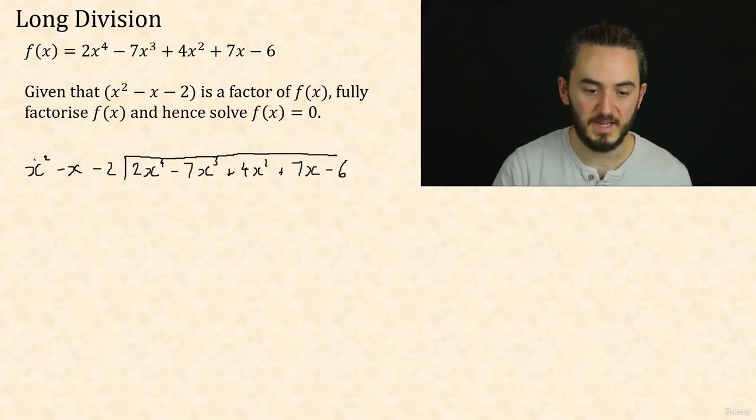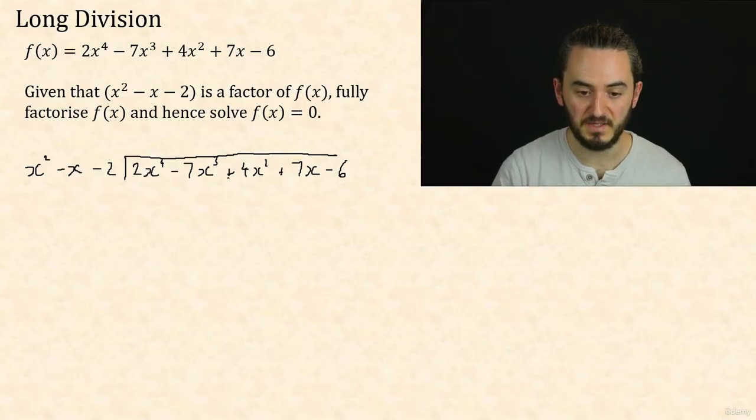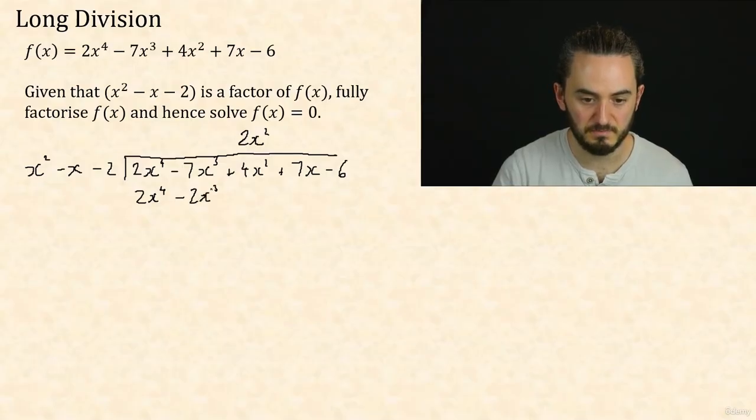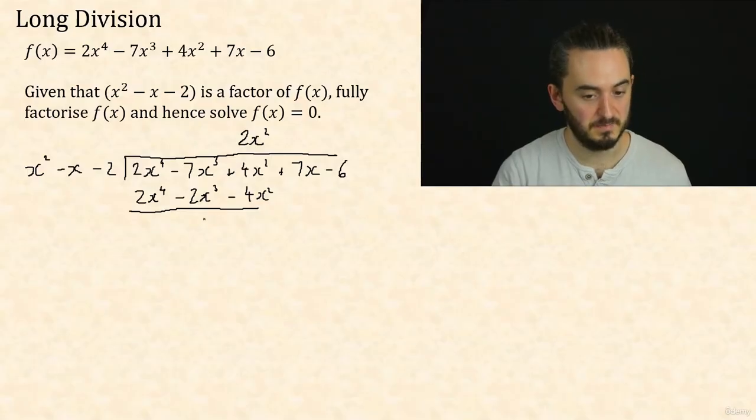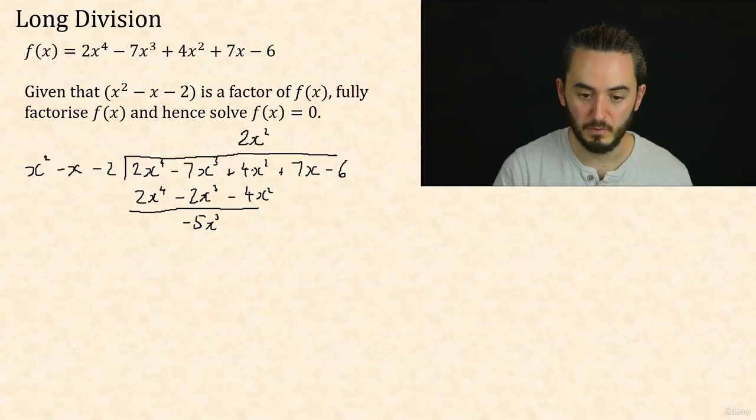Okay, what do I need to multiply x squared by to get 2x to the 4? Well, it's 2x squared, so that goes up in my x squared column here. 2x squared times x squared is 2x to the 4. 2x squared times minus x is minus 2x cubed. 2x squared times minus 2 is minus 4x squared. Subtract all of this. The first two cancel as always. Negative 7x cubed minus minus 2x cubed is minus 5x cubed. 4x squared minus minus 4x squared is 8x squared. And we drop the next term down.